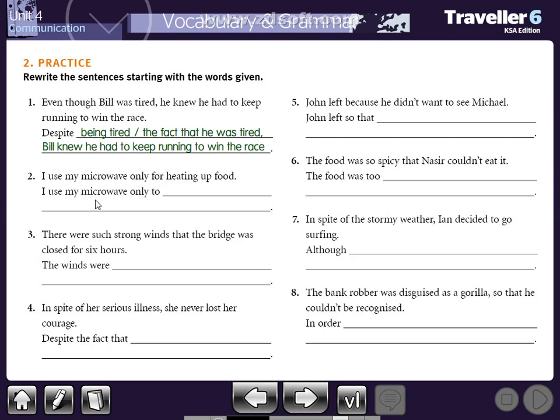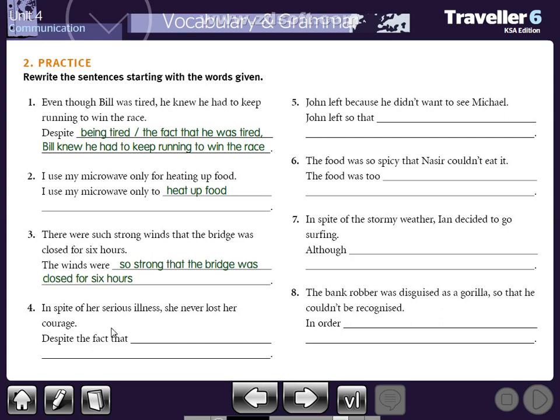I use my microwave only for heating up food. I use my microwave only to, yes, great job, heat up food. There were such strong winds that the bridge was closed for 6 hours. The winds were, yes, here we begin with the subject and verb, so we use so instead of such. After so we use an adjective, then that, then the result. The winds were so strong that the bridge was closed for 6 hours.